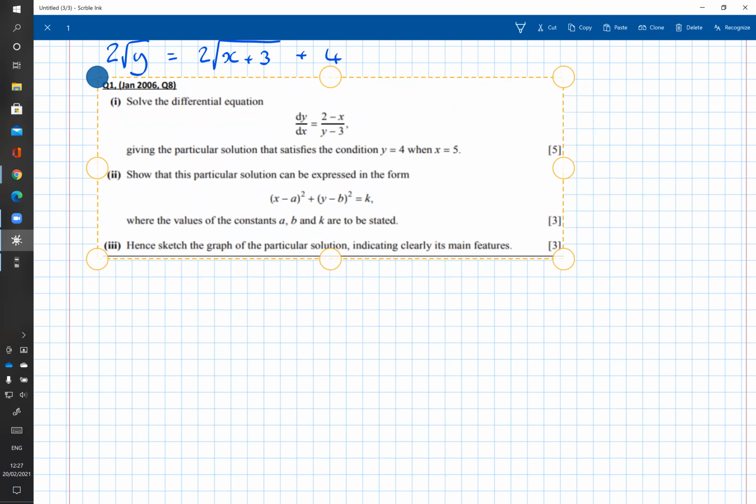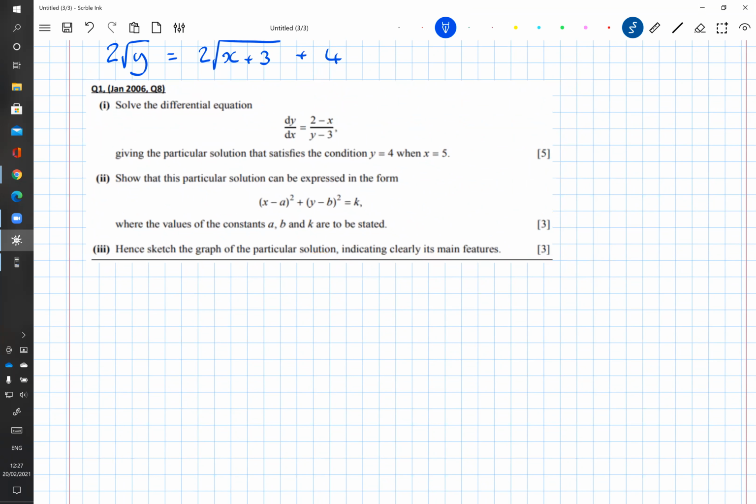So there's one there. Have a look at that one. Solve the differential equation, that there, given the particular solution that satisfies the condition y equals 4 when x equals 5. Again, it hasn't asked us to solve for any particular variable. Therefore, just eliminating the differential is enough. I would go with that one.